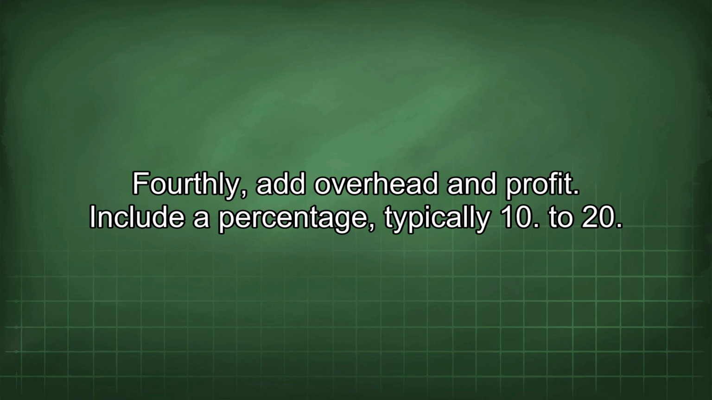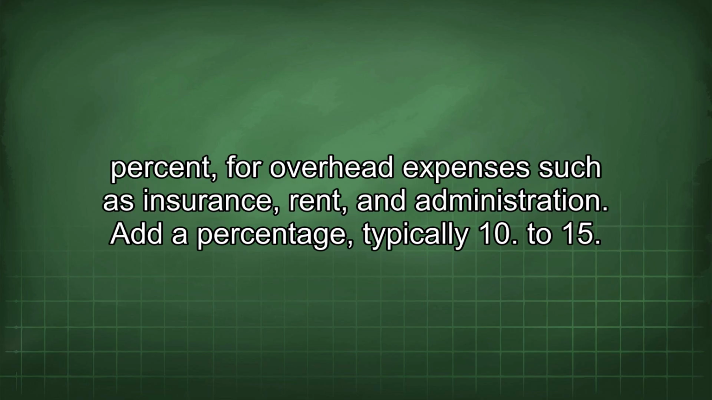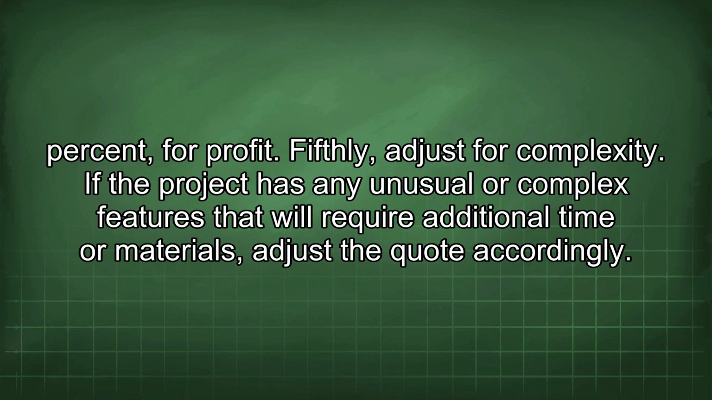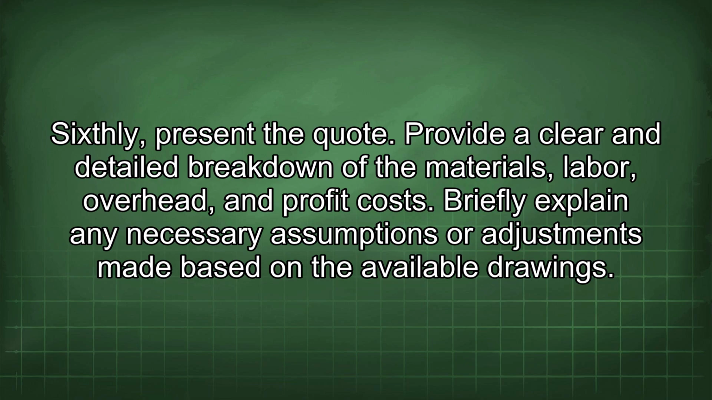Fourthly, add overhead and profit. Include a percentage, typically 10 to 20%, for overhead expenses such as insurance, rent, and administration. Add a percentage, typically 10 to 15% for profit. Fifthly, adjust for complexity. If the project has any unusual or complex features that will require additional time or materials, adjust the quote accordingly. Sixthly, present the quote.